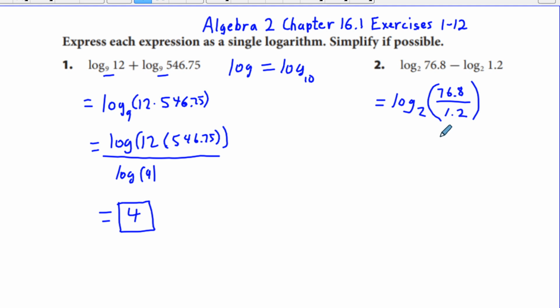And then we can use the change of base formula, the log of 76.8 over 1.2 and divide this by the log of 2. So let's go ahead and do that.